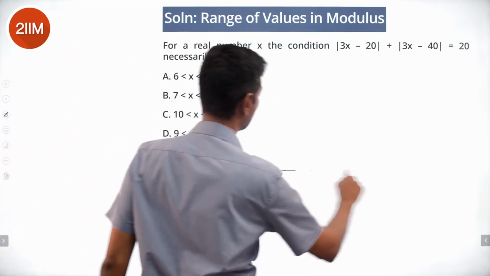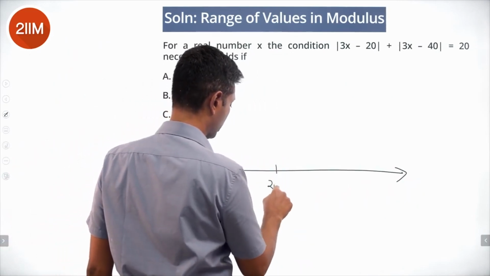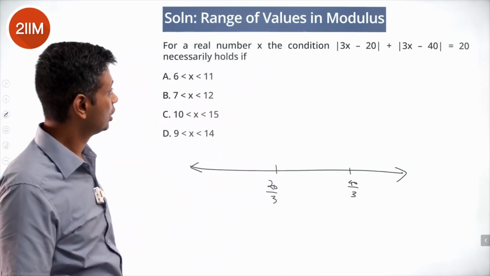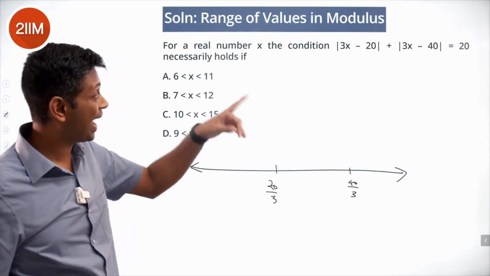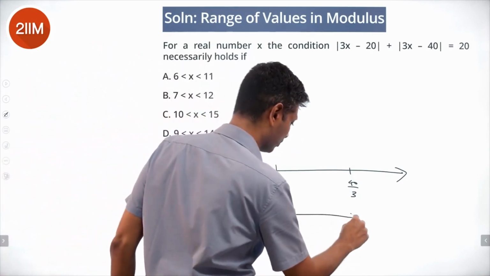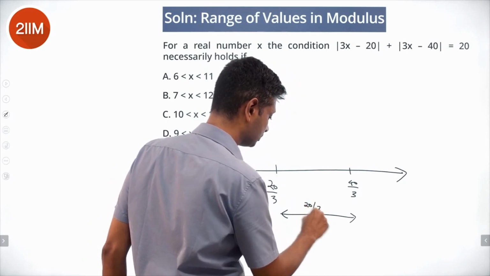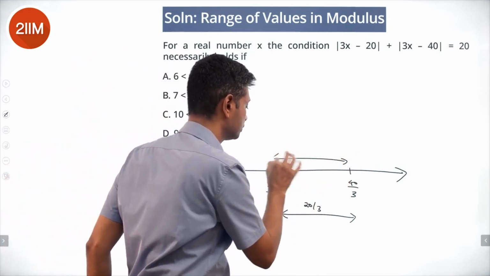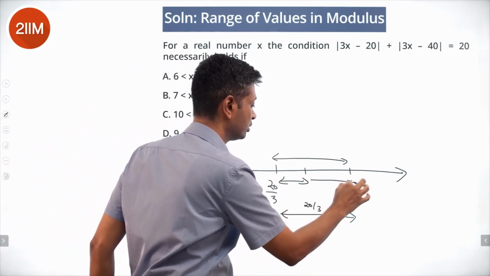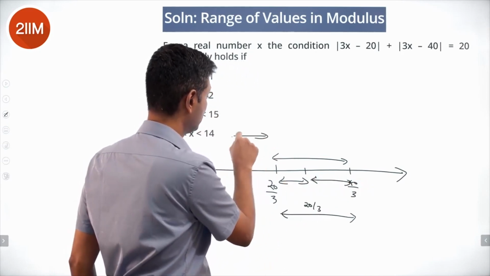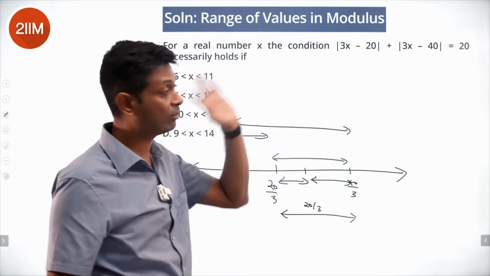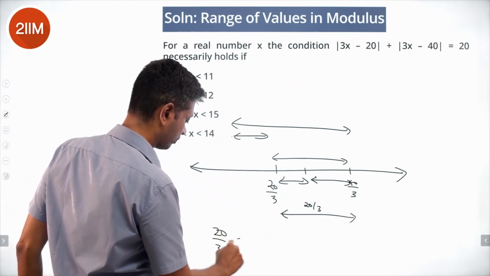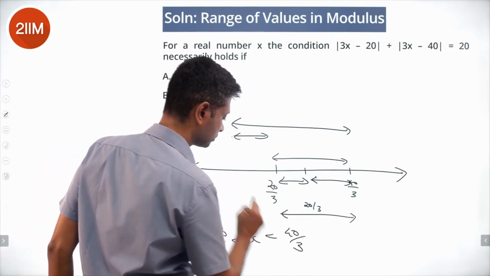Let's think about this. I'm going to plonk 20 by 3 on the number line, 40 by 3 on the number line. Now x to this, x to that should add up to 20 by 3. This distance is 20 by 3, 40 by 3 minus 20 by 3. So x has to be a point in between these two. If it is here, this distance plus this distance is 20 by 3. If it is here, this plus this will be way more than that. Our x is between 20 by 3 and 40 by 3. This is where x should lie.